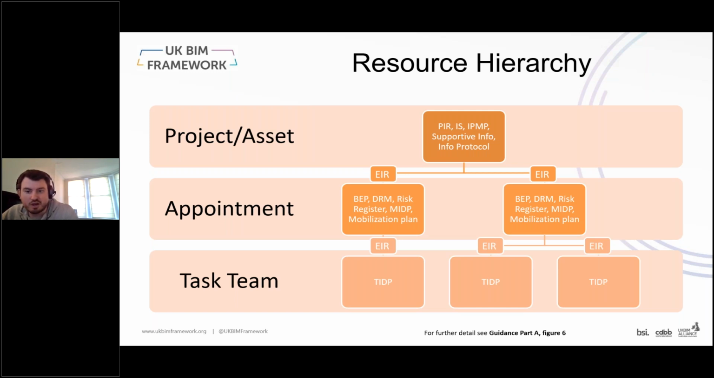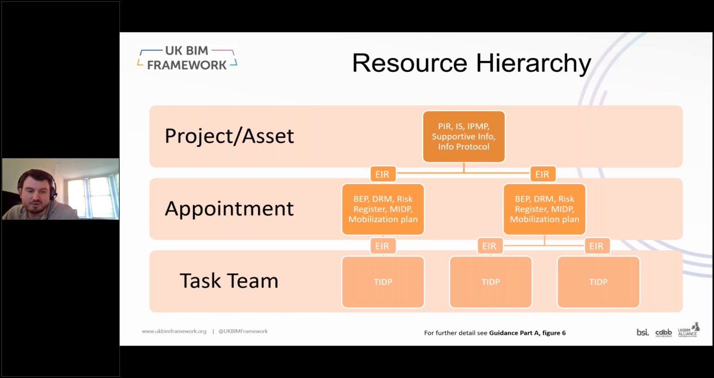As you can see from a quick diagram I've mocked up here, it shows the relationship of some of these documents at various levels. And there are some of them that appear at the project or asset level, things like the information standard, the information production methods and procedures, supportive information, and the information protocol. And then what happens is at the appointment level, there might be a set of exchange information requirements, reference to these documents, and then a response by subsequent lead appointed parties.